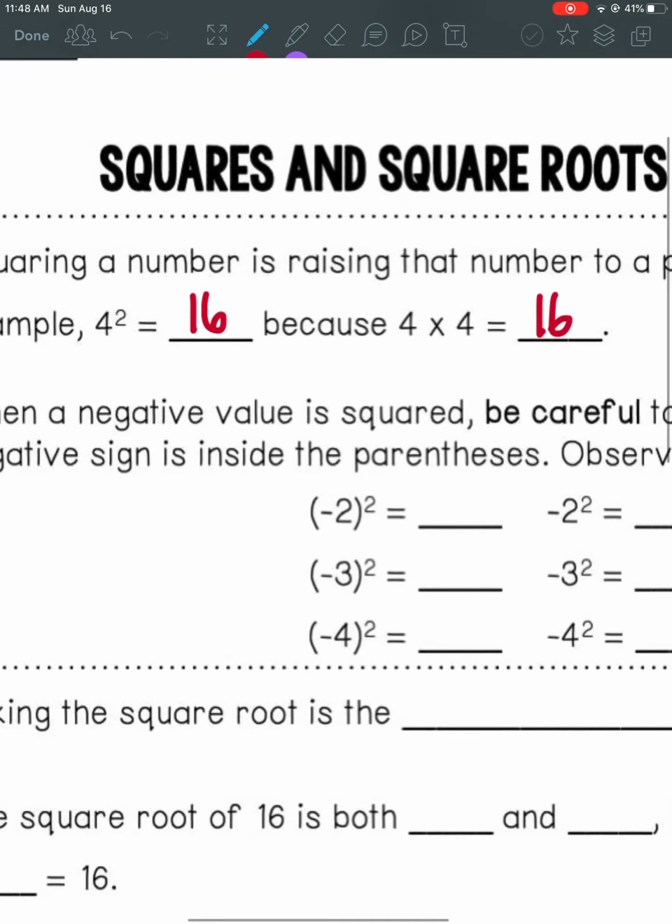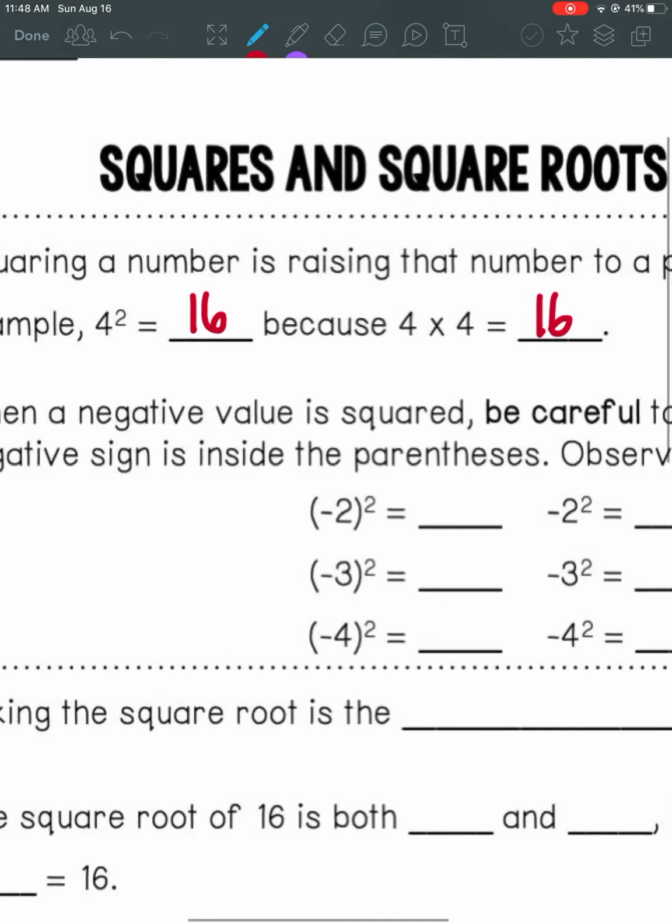So for example, this negative 2 squared means negative 2 times negative 2. I'm going to put this a little smaller, a little more organized. Negative 2 times negative 2. We'll talk a little bit more about negatives and their properties, but a negative times a negative is a positive. So this will come out to positive 4. Same thing with the negative 3 squared. That means negative 3 times negative 3, so it's going to turn out to a positive. Negative 4 squared, negative 4 times negative 4, positive 16.